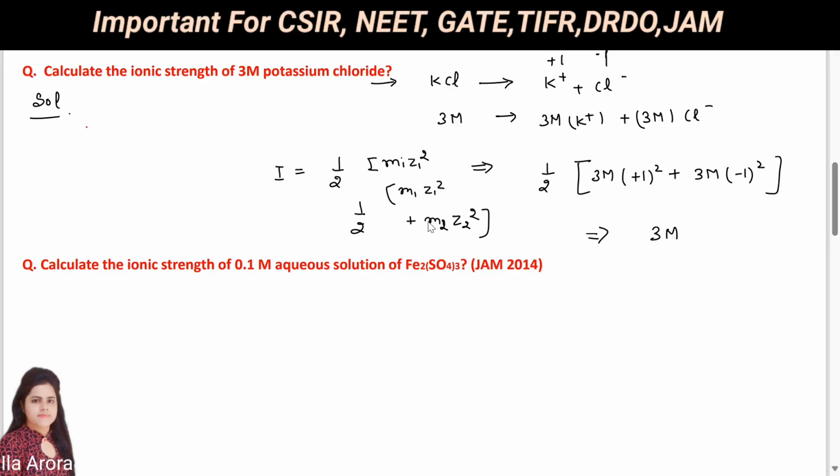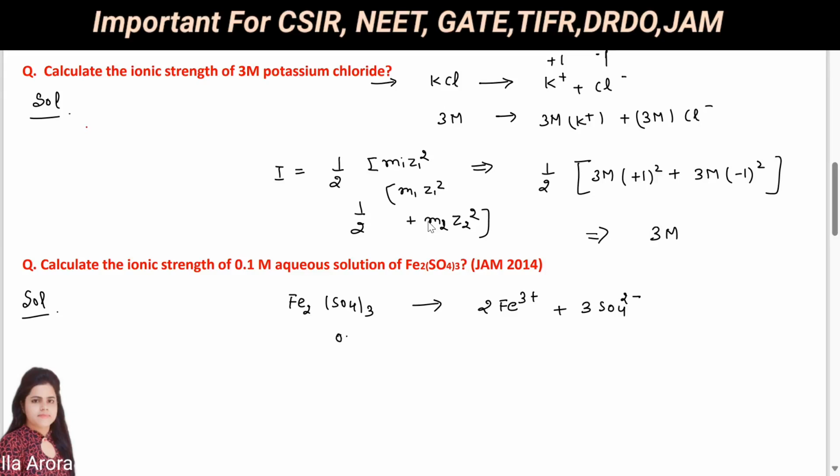Next is, this question came in IIT JAM 2014 and they are asking you for Fe2(SO4)3. So we know that when it dissociates, we will get 2 Fe3 positive ions, ferric ions, and 3 sulfate ions.